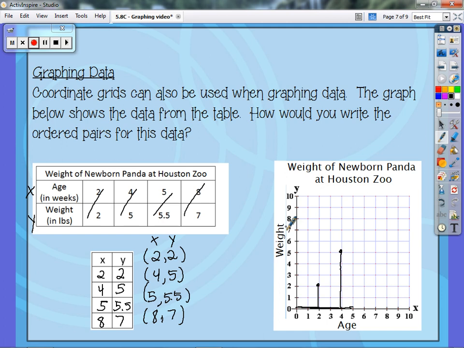Where would that number go? What is it, Tom? Between the 5 and the 6? Very good. Even though we don't have 5.5, we would be putting that point between the 5 and the 6, halfway between those two, because 5.5 is the halfway point of 5 and 6, so we would put it right here. And then the last one, we walk to 8, and then we go up to 7.